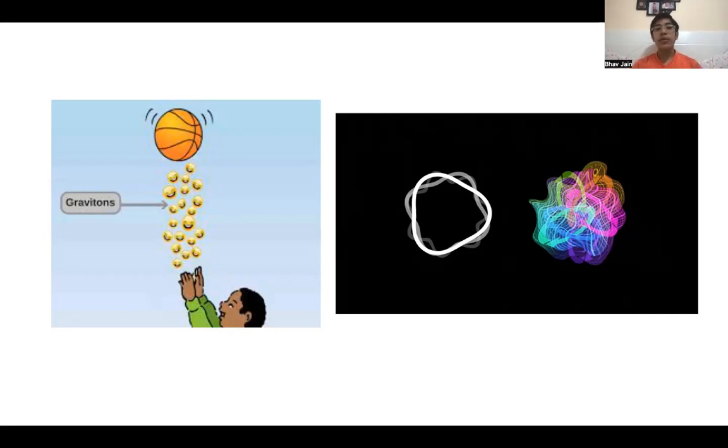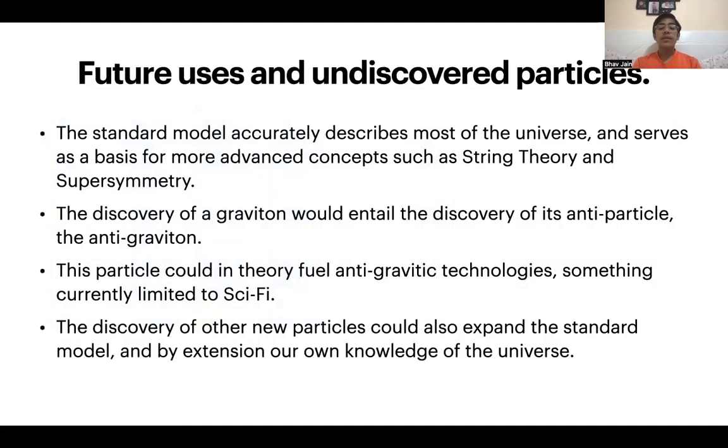This equation would in turn lead to more advanced fields of research, such as string theory and supersymmetry. The discovery of a graviton would also entail the discovery of its antiparticle, the antigraviton. This particle could, in theory, fuel anti-gravitic technologies, something only limited to sci-fi right now.